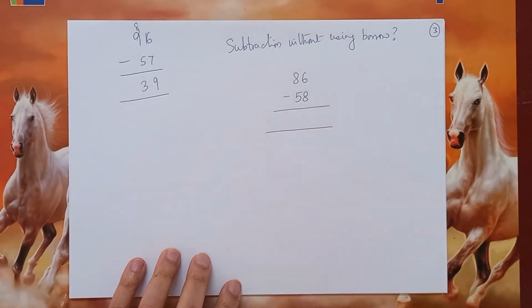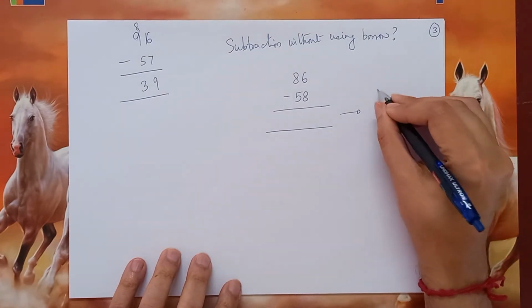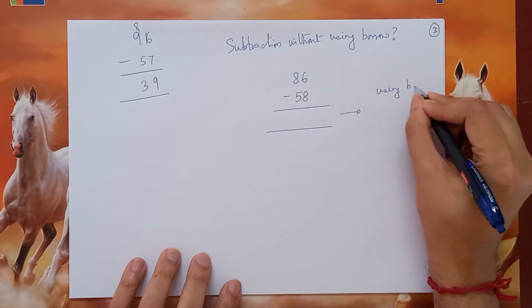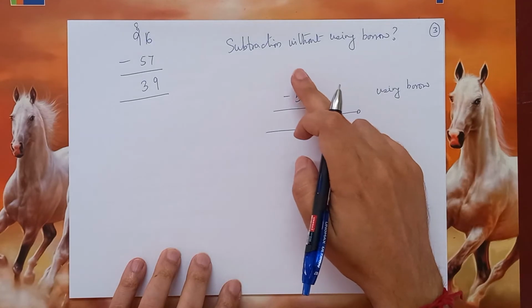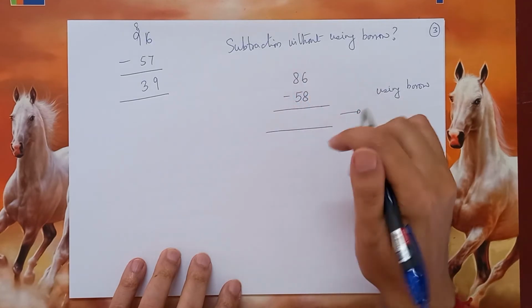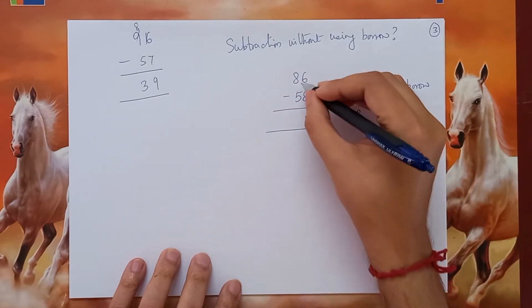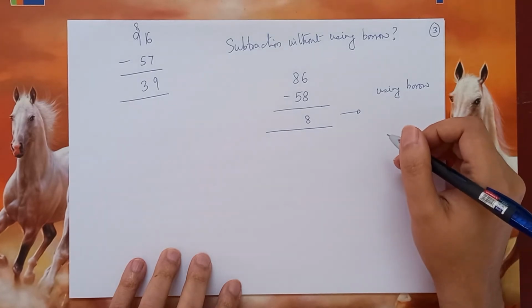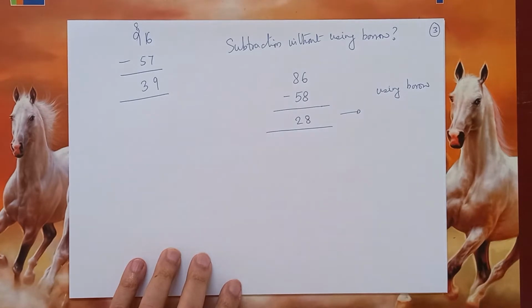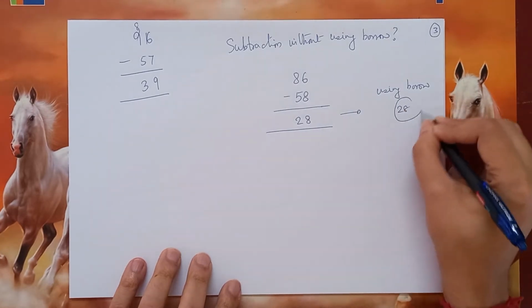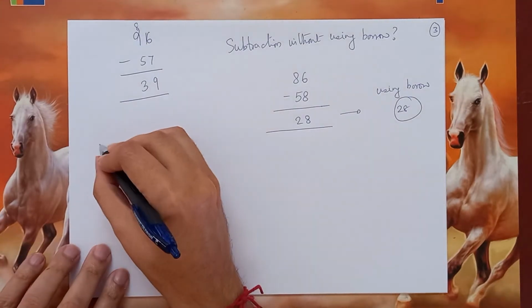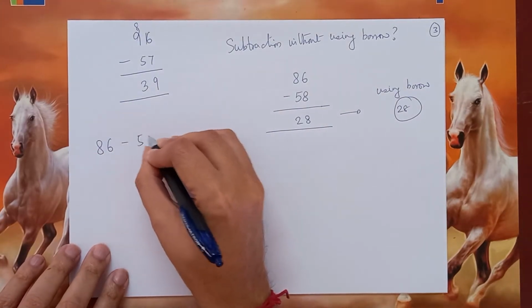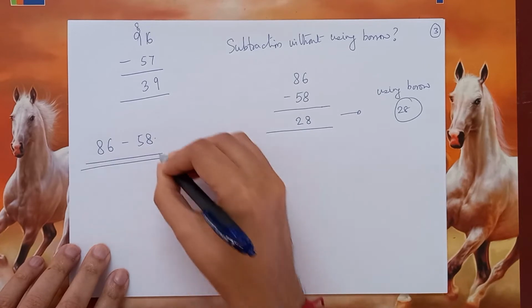First, let us do this conventionally using borrow. The result would be, if I borrow a 1 from here, 16 minus 8, it will be 8, and here it will be 2. So the answer is 28. So using the borrow method, I am getting 28. Now let me do this in a different way. The question is 86 minus 58 in decimal.